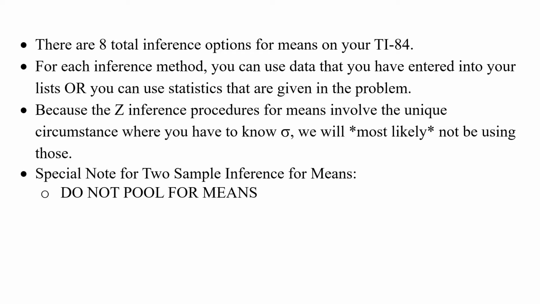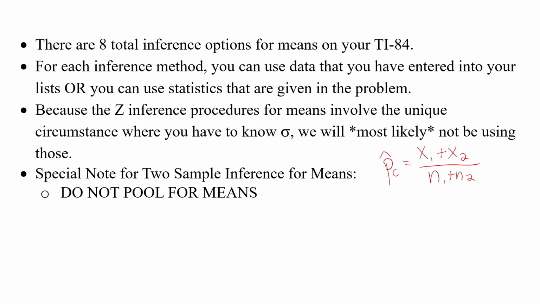And then here's a special note for your 2 sample inference for means, okay? The first one is you do not pool. Okay, I'm going to show you, you're going to be given an option. You're going to say pool, yes or no. Do not pool. Okay, now what is pool? Well, we actually pooled for our population proportions. Remember when we had our population proportion, we had a combined population proportion with our 2 sample proportions. And we did this. Okay, remember doing that? That was technically a pooled proportion, and we do that for proportions.